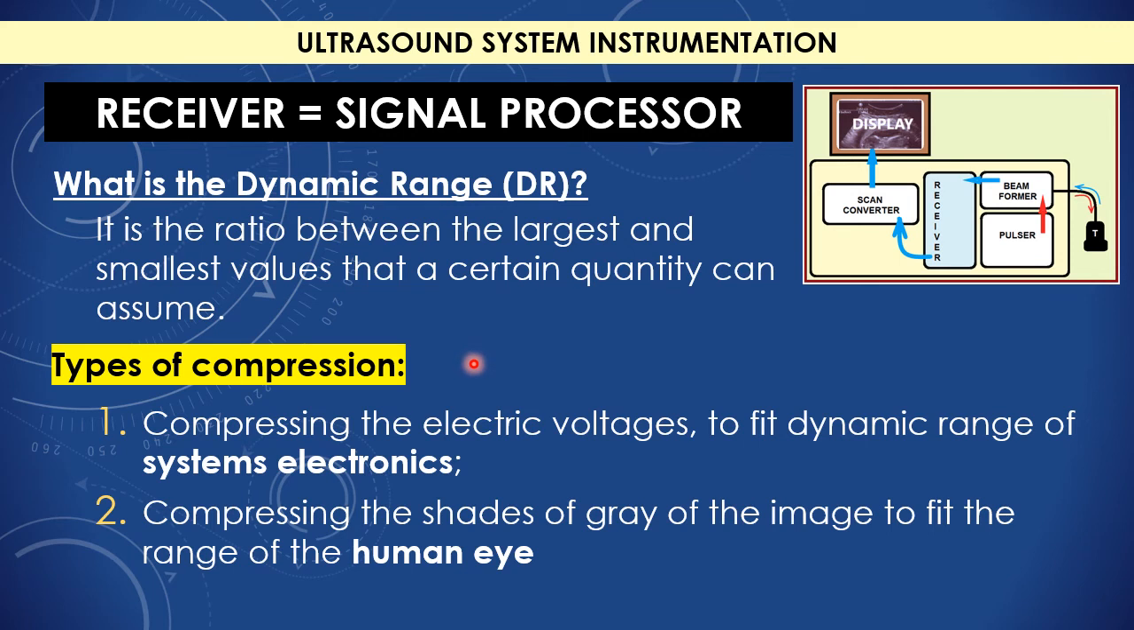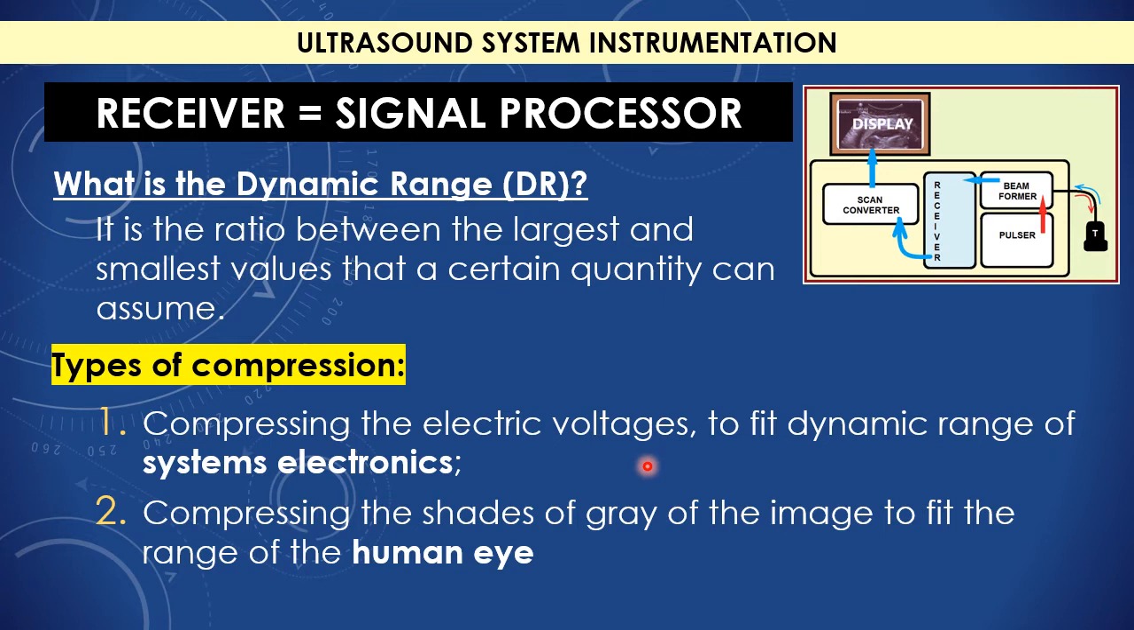So what is the compression? Actually, there are two types or two pathways of compression in the ultrasound machine. There's a compression that is going on all over the system, and this is for the electric voltages that are running through the components here, and these electric voltages are going less and less as we go to the display. So there is here a series of compressions along this system. This series of compression is for the electric voltages. Why? To fit the dynamic range for each system component.